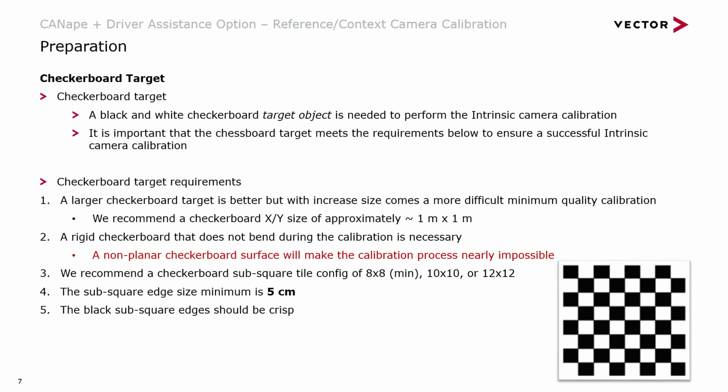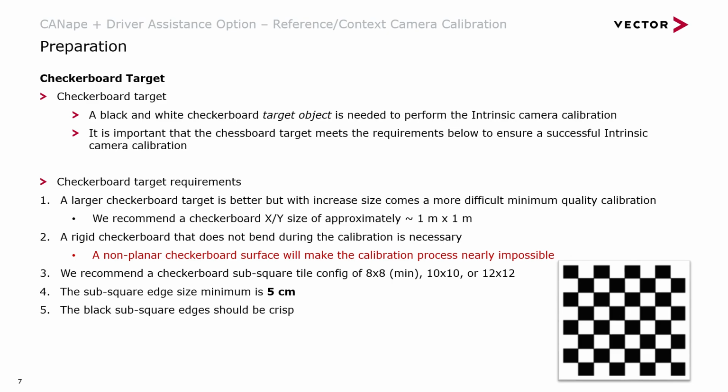The checkerboard or chessboard target object is necessary for the reference camera calibration routine. Here are the requirements and description of an appropriate chessboard target object. A black and white low glare target is needed to obtain a clean calibration image. The larger the checkerboard, the better the final calibration quality will be, but will also require a more carefully executed calibration.